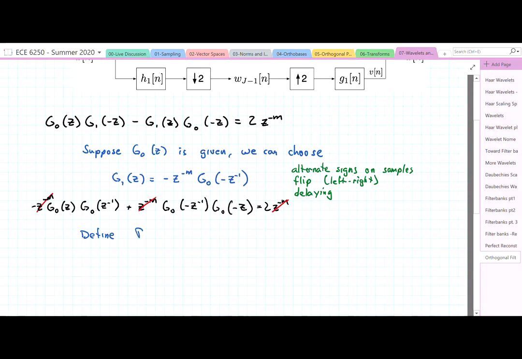So we define P of Z to be G naught of Z times G naught of Z to the minus 1, so the flipped version. And then we have the requirement that P of Z plus P of minus Z has to equal 2.